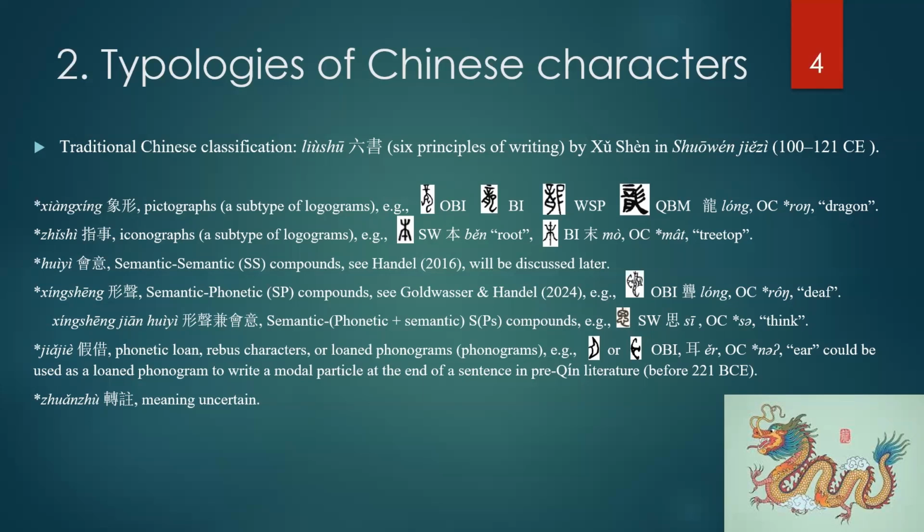The first one, 象形, or pictographs, is a subtype of logograms, such as the forms for a dragon, or what we call in Mandarin Chinese long. The two capital letters OC refer to Old Chinese reconstruction. The first form is a pictograph or logogram in Oracle bone inscriptions.